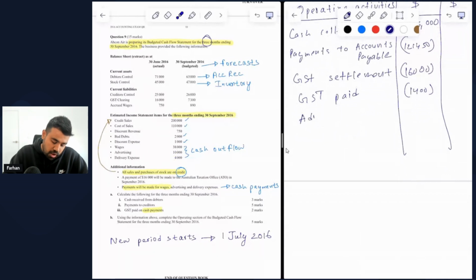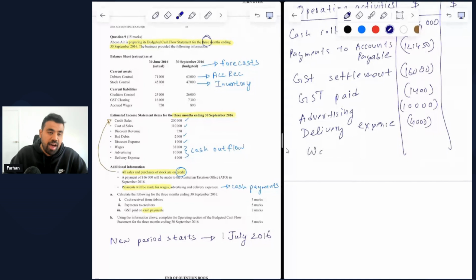So advertising of 10,000 within brackets referring to a cash outflow, delivery expenses of 4,000 referring to a cash outflow as well. And then we had one more expense of wages, which do not have any GST component because wages refer to salaries that you pay to your employees, and there's a personal tax associated with that, which we pay to the government on behalf of the employees. You don't have to worry about that now. So what's the amount for wages that we have actually paid in cash?